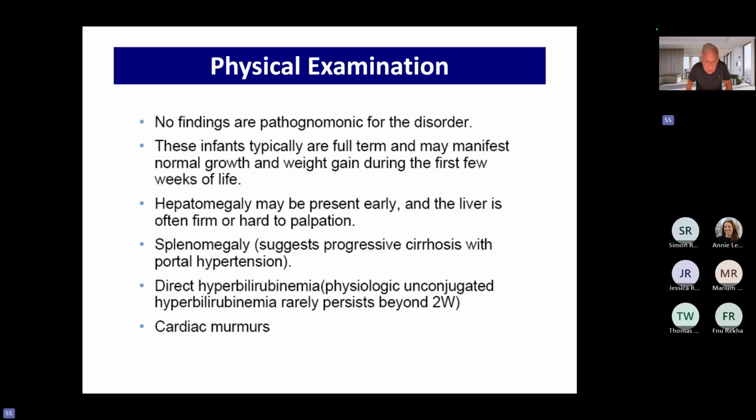Direct hyperbilirubinemia, again, is the hallmark. Remember again that physiologic unconjugated hyperbilirubinemia rarely persists beyond 2 weeks of age. And again, if one's looking for anomalies, obviously one wants to make sure that there is no cardiac defect.